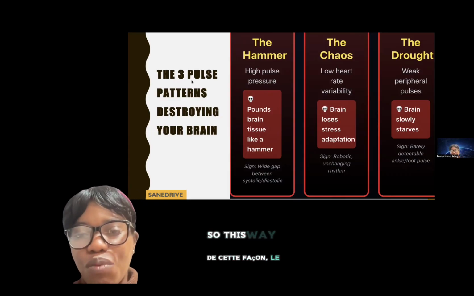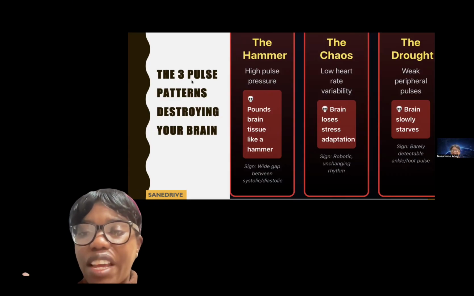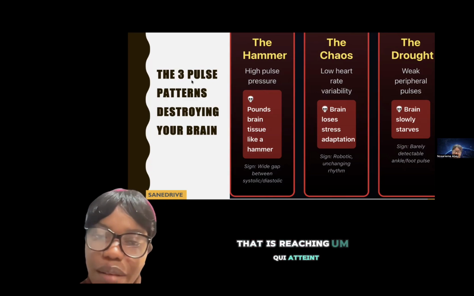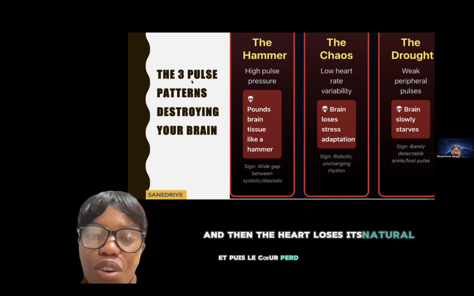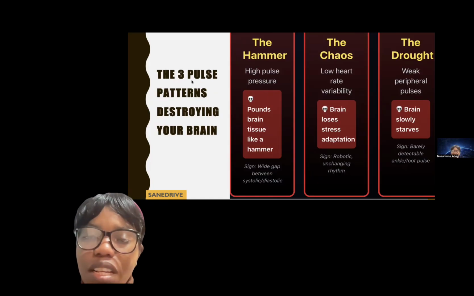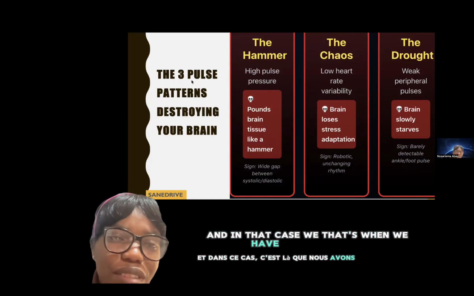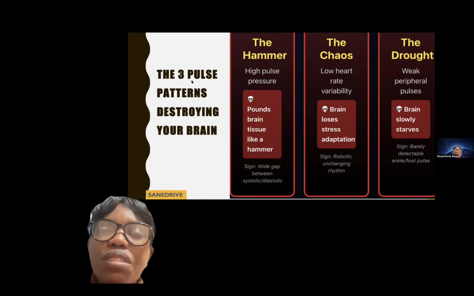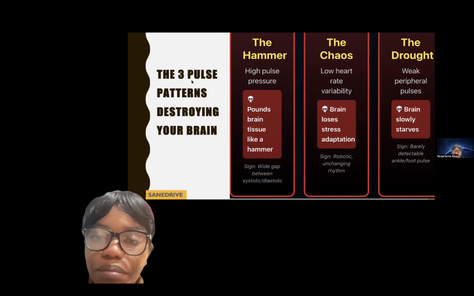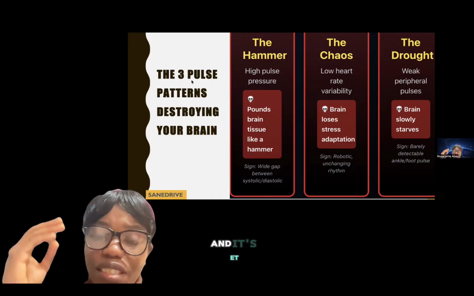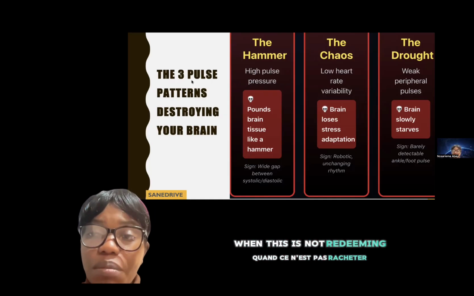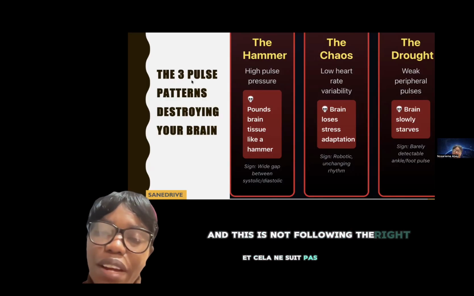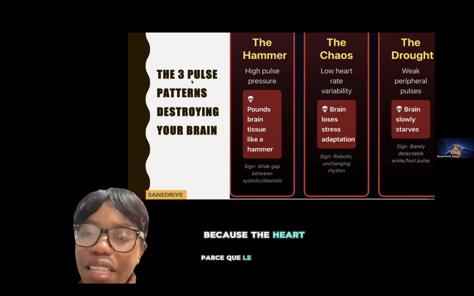So this way, the hammer may create some sort of chaos. The hammer effect creates some sort of pressure because the pressure is too high. That is reaching there, and then the heart loses its natural variability. Then it starts beating like a robot. And in that case, that's when we have the chaos part. When we have low heart rate variability, there's something we call heart rate variability, which is a very important factor when it comes to the functionality of the heart and its connection with the brain. When there is chaos and this is not following the right pattern, then it will also affect the brain because the heart starts beating like a robot.